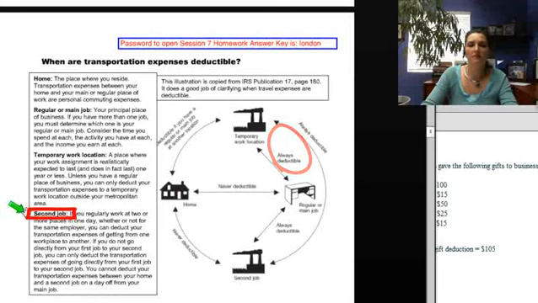So what is a second job? Well, if you regularly work at 2 or more places in one day, whether or not for the same employer, you can deduct your transportation expenses of getting from one workplace to another. If you do not go directly from your first job to your second job, you can only deduct transportation expenses of going directly from your first job to your second job. You cannot deduct your transportation expenses between your home and second job on a day off from your main job.